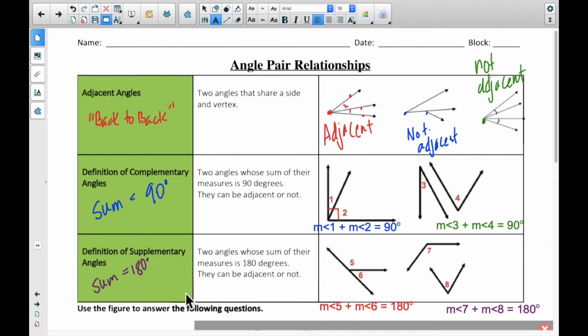Okay, supplementary means their sum is 180 degrees. They might be adjacent, they might not be, doesn't matter. So angles 5 and 6, we add those together, they make 180 degrees. Same thing with 7 and 8. They're not touching, that's okay. They still are going to add up to be 180 degrees.